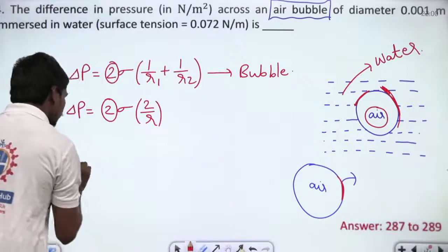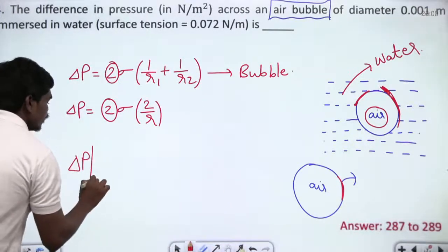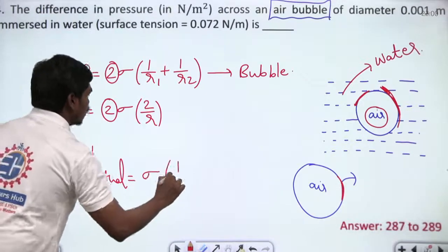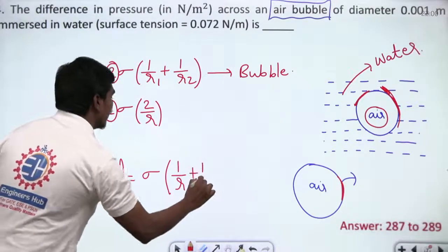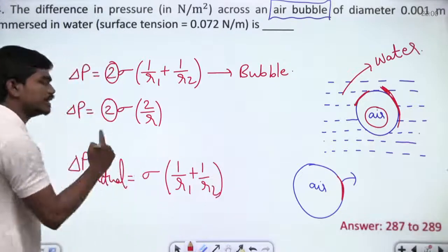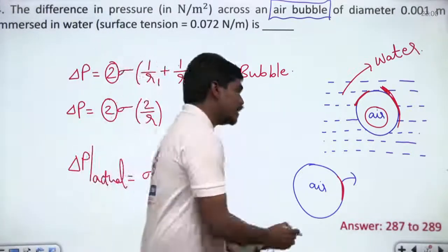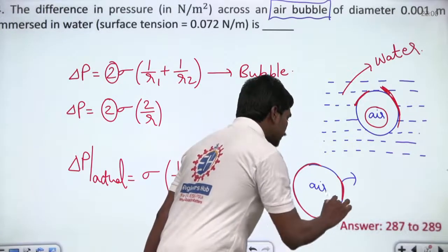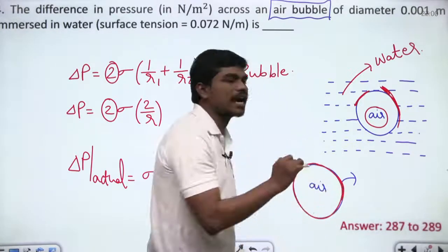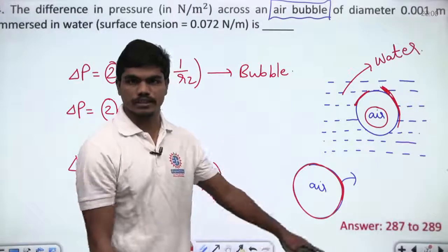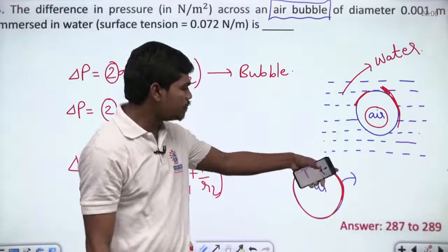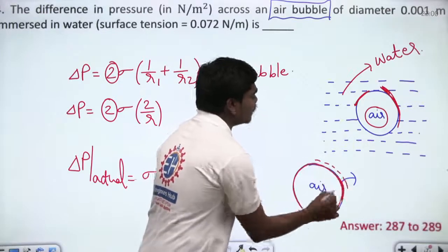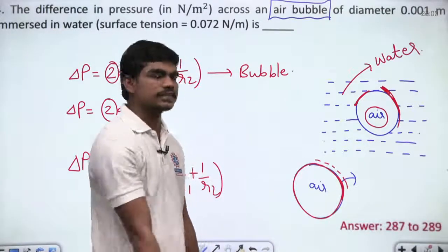So what is the pressure difference? Delta P actual in this case is equal to sigma times 1 by R1 plus 1 by R2. Are you all clear why we are applying this formula? Because this is an air bubble, the film is also air, and the inside interface can't be treated as an actual interface of surface tension, because both materials are the same. Inside we have air, and on the outer side we have a liquid. So there is only one active interface participating here.